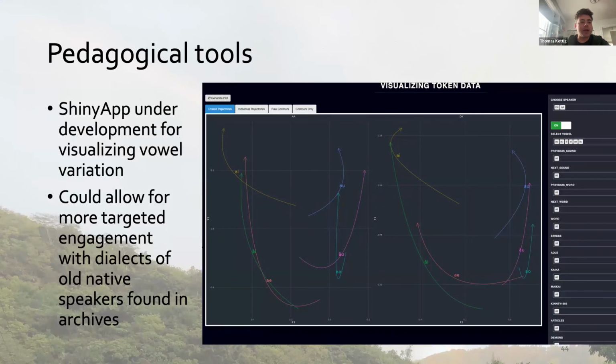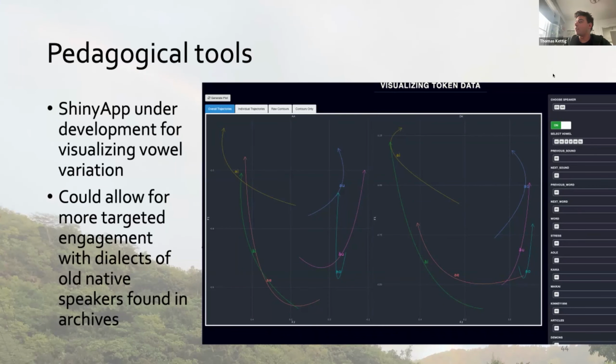And I know I'm running out of time here, so I'll finish up with some thoughts about ways to make this interesting to the community from a pedagogical perspective. I've been developing a Shiny app in the R language to visualize vowel variation in groups of speakers as well as individuals. And my thought is that this could allow, if people in the community are interested in it, for more targeted engagement with the dialects of these old native speakers.